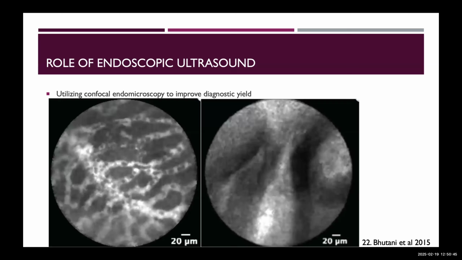Another technique that's been described is using confocal endomicroscopy to improve diagnostic yield. It's a similar approach: you'd use an FNA needle and then use an endomicroscope to evaluate the cyst wall. You can see the measurements on these images are 20 micrometers, so very, very small. And if you can believe with the eye of faith, on the left-hand side is a serous cystadenoma, and on the right-hand side is an IPMN. Obviously, one of the drawbacks is that it's highly expensive to run a program that would allow you to do something like this.